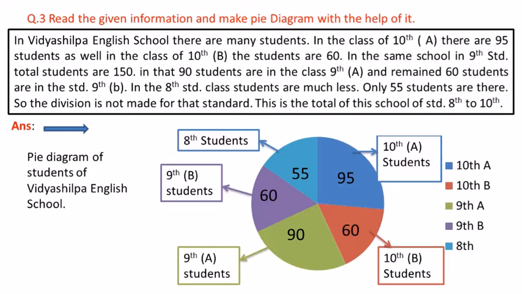In Vidyashilpi English School, there are many students. In the class of 10th A, there are 95 students as well. In the class of 10th B, the students are 60. In the same school in 9th standard, total students are 150.